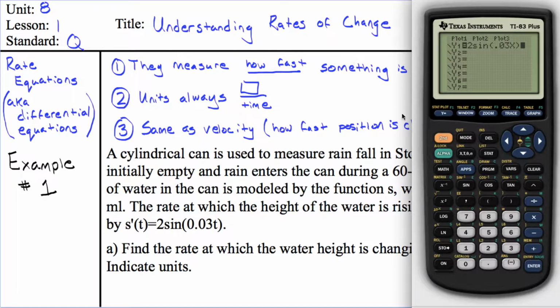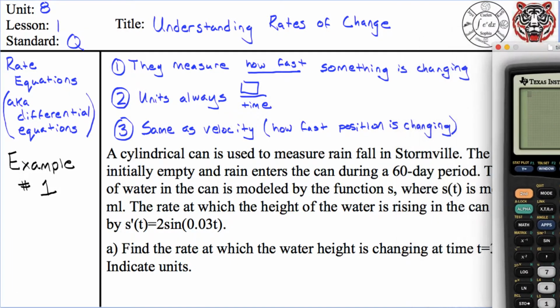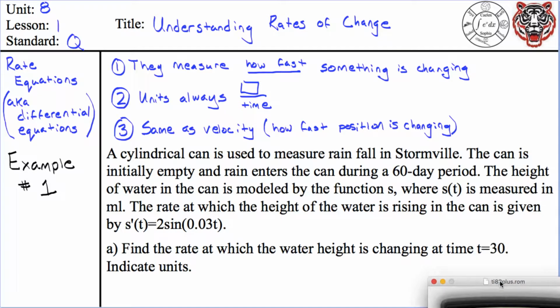It wants to find the rate at which the water height is changing. So, does that mean we take the derivative? What do you think we're going to be finding here? The rate at which the water height is changing. S of t is measuring the height, or the position. So is it asking for position, velocity, acceleration? What is it really asking for? Velocity. S of t is height. This is velocity. So we just plug in 30 into that equation.